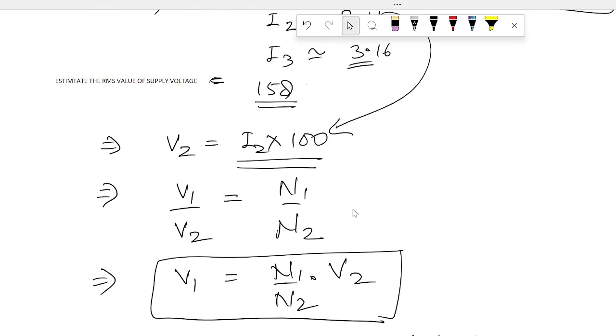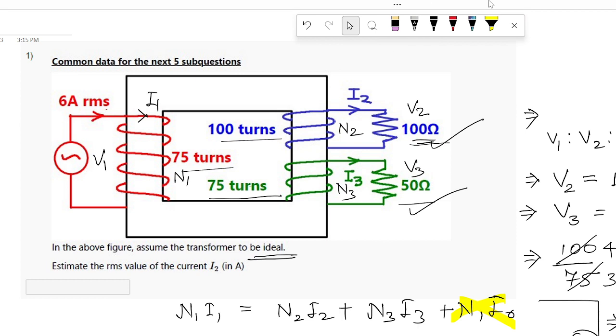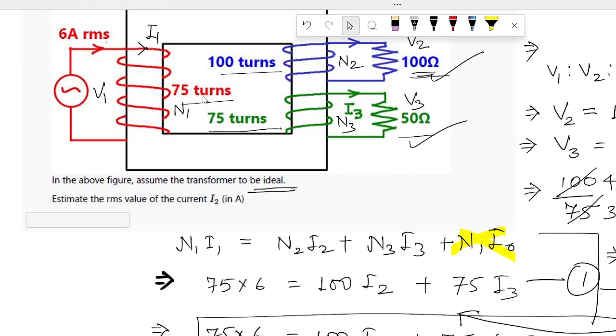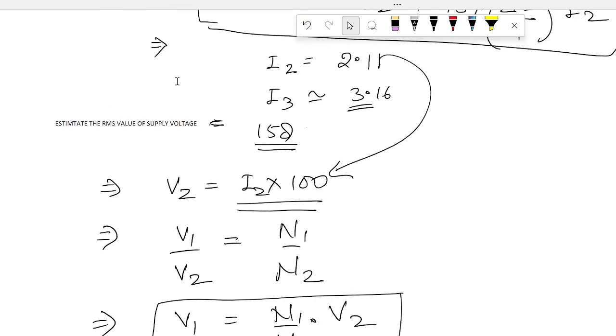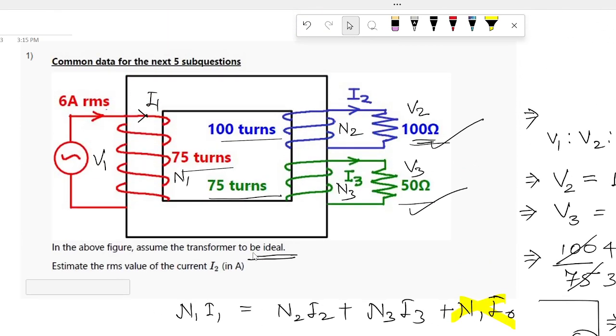Listen, what is the case here? We have assumed the transformer to be ideal. Once we assume the transformer to be ideal, we are making the magnetizing current of the transformer zero. In such a case, if you multiply V1 and I1, you are going to get the purely resistive power loss, purely real power.